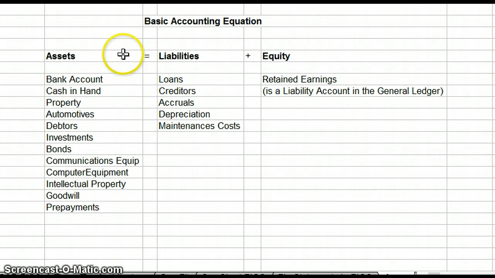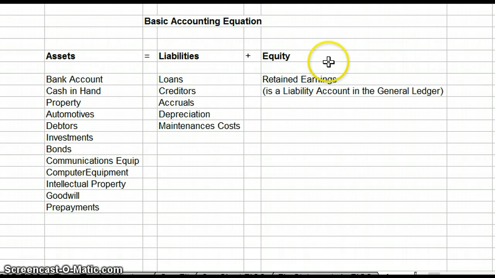So your assets, and then you have your liabilities, which we discussed yesterday as well. And your liabilities are things that the business owes. So your liabilities would be your loans and your creditors. Creditors are people that the business owes money to. Accruals are things that the business has purchased but has not paid for yet. Depreciation and maintenance costs is just an example of what a liability is.